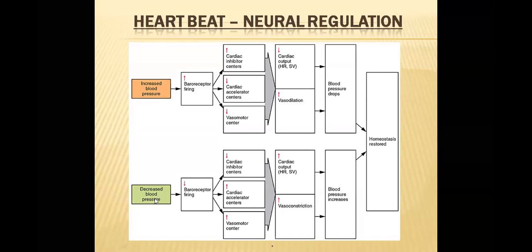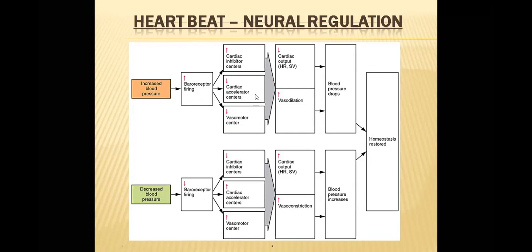When the BP is down, baroreceptors will send a low amount of action potentials. Under such conditions, the inhibitory center will not function. The acceleratory center and vasomotor centers will function. They will send signals to increase the cardiac output or heart rate, and vasoconstriction also will be done. Vasoconstriction results in the increase in blood pressure. Vasoconstriction results in the reduction in the volume of the blood vessels. When the volume of the blood vessels is decreased, automatically BP will be increased.